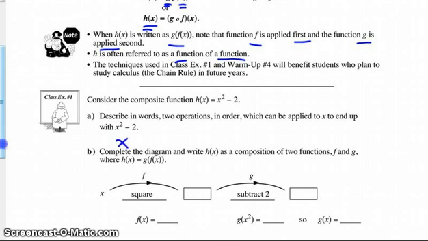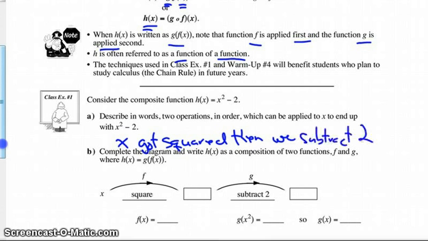Well, it looks to me like x got squared, and then we subtract 2. And so when you look at this, x got squared by f. That's what f did to it. That's a function. That's an operation that's happening. So that became x squared. And then you subtracted 2. That's what g did. So then you end up with a final situation of x squared minus 2.